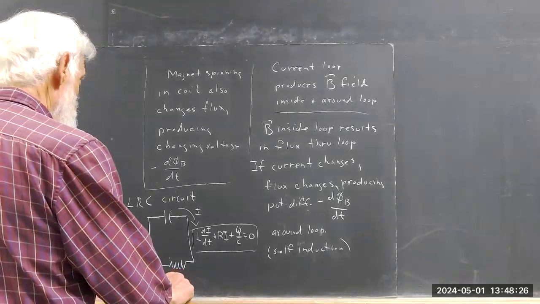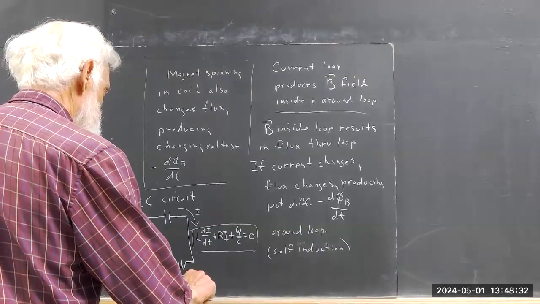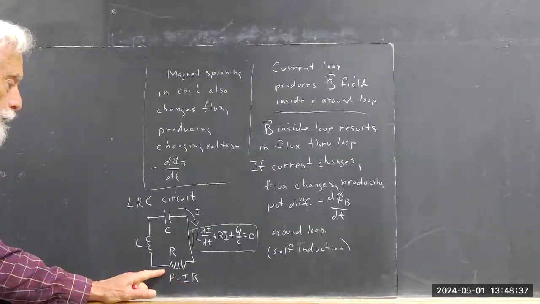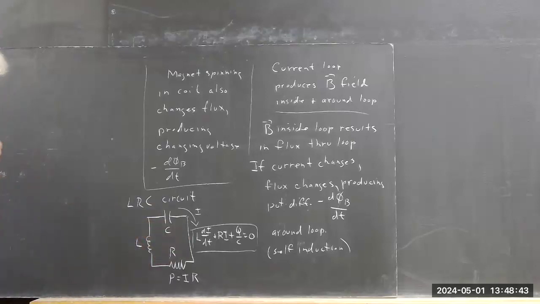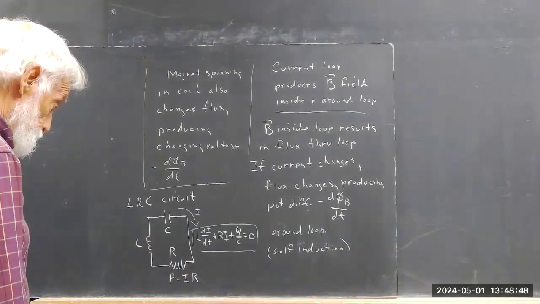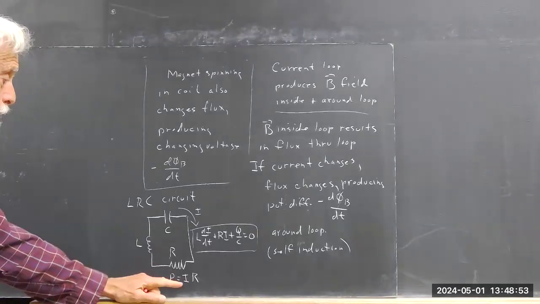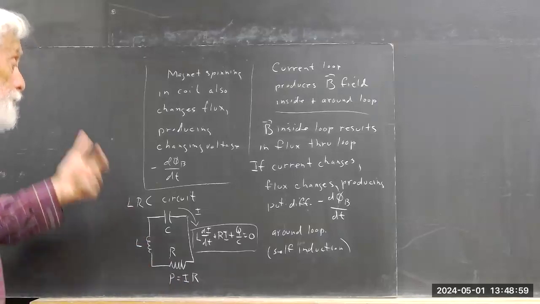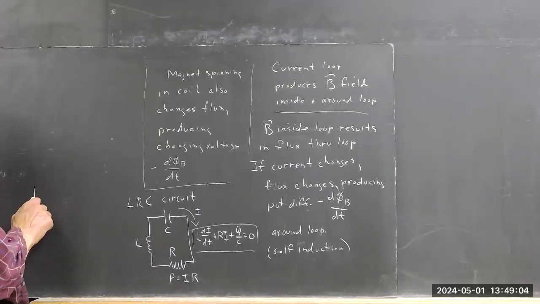Okay. Now, without the resistor, remember, the power is I squared R. You're losing energy here. This thing's heating up. You're losing energy. Now, if it's just a little resistor, then you're not losing too much power. Okay, if it's a big resistor, you're losing a lot of power. With no resistor, you have the LC circuit.